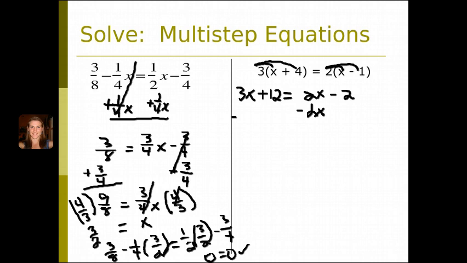So we are left with x plus 12 equals -2. And to finish solving for x, we need to subtract 12 from both sides, leaving us with x equals -14.